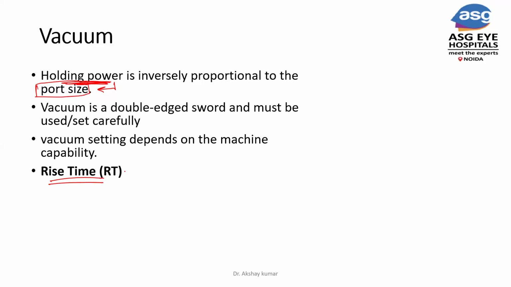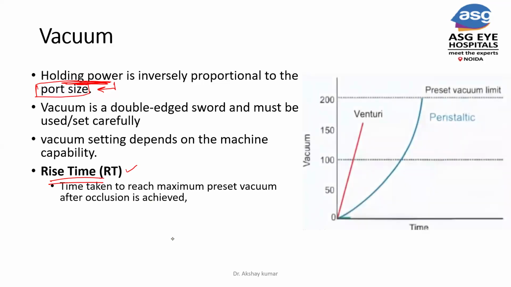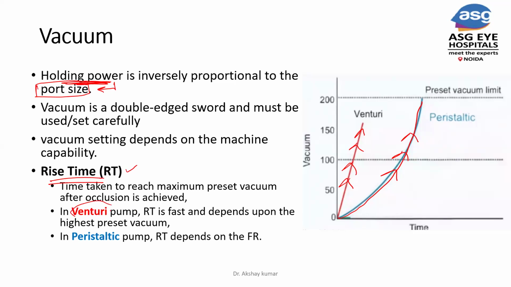So rise time, I have discussed previously also. It is the time taken to reach the maximum preset vacuum after the occlusion is achieved. So in this diagram, you can see that the vacuum of the Venturi machine rises very sharply, and in a peristaltic, it develops gradually. So in a Venturi pump, rise time is fast and depends upon the highest preset vacuum. And in a peristaltic pump, rise time depends on the flow rate.